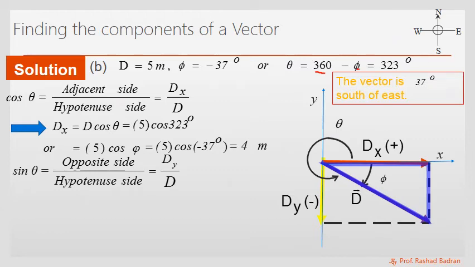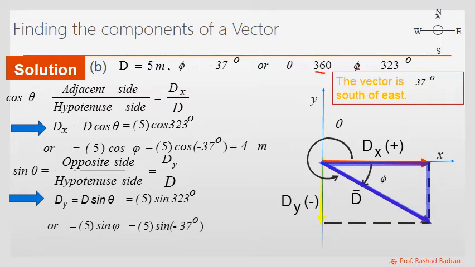For the y component, we apply the sine theta relation, which says that the opposite side dy over the hypotenuse side d. This relation gives us the y component, which is the product of the magnitude of the D vector, 5 meters, multiplied by sine of the angle theta, 323. Or alternatively, we can choose sine phi instead, where phi is substituted with minus 37 degrees. In both cases, the answer is minus 3.